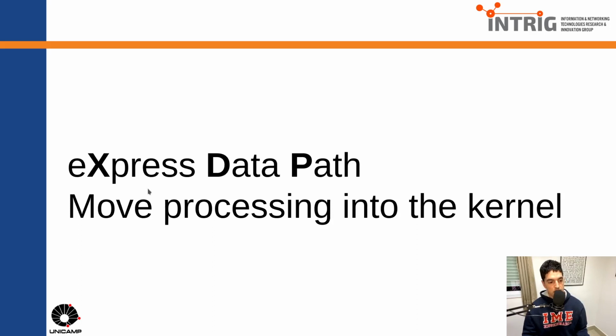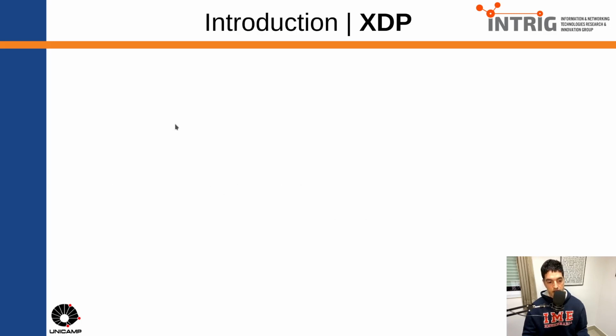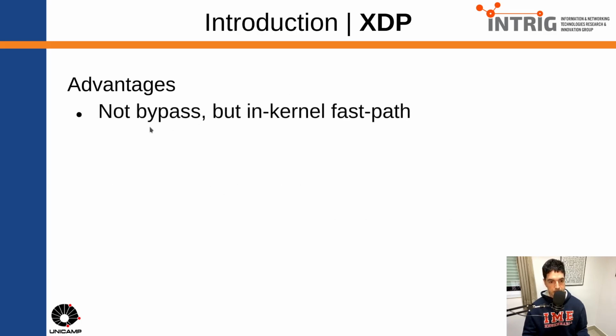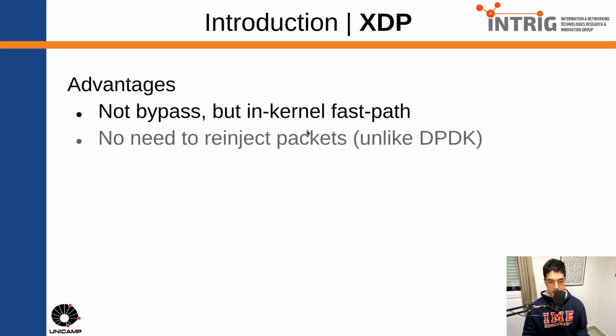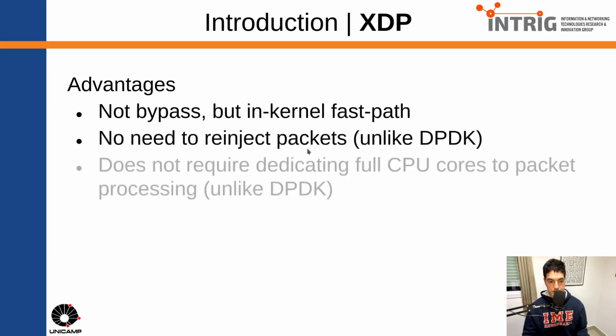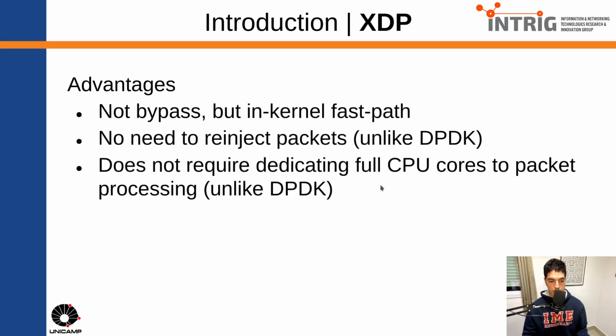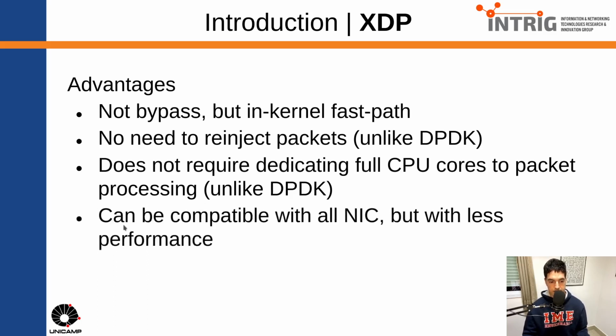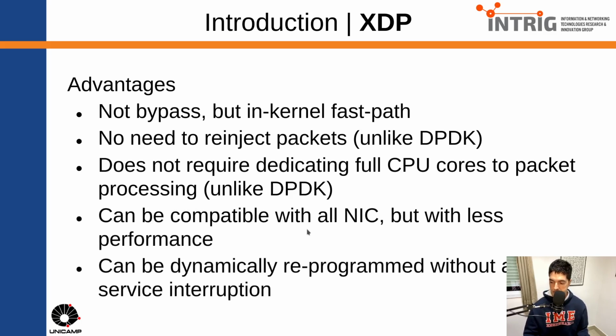So I decided to explore the eXpress Data Path. The eXpress Data Path moves the processing into the kernel, and there are a lot of advantages using XDP. It's not a bypass, but an in-kernel fast path solution. No need to reinject the packet. Does not require a dedicated CPU to process the packet. Can be compatible with all NICs, but with less performance, and can be dynamically reprogrammed without any service interruption.